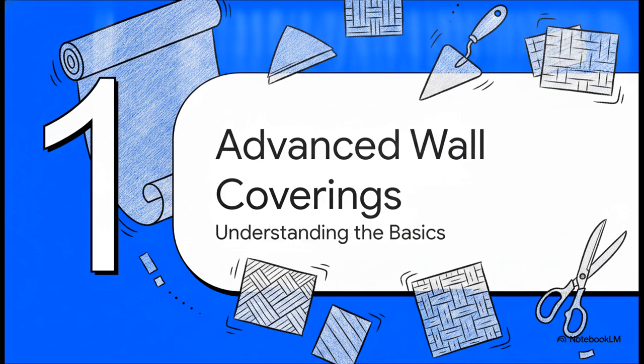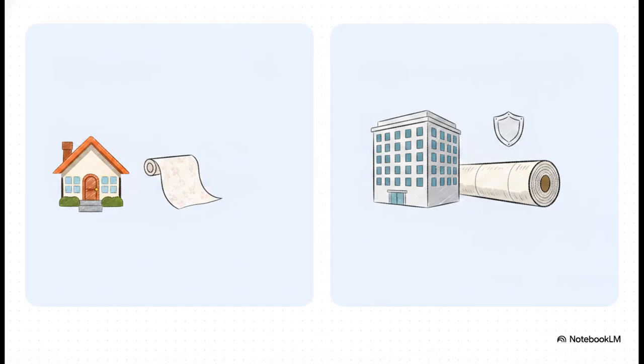Section 1. Understanding advanced wall coverings. So right off the bat, standard wallpaper and advanced wall coverings, they are not the same thing. The core difference you really got to understand here is that advanced wall coverings are engineered to be significantly stronger and much more durable. And because of that resilience, they are the go-to predominant choice for those really demanding commercial settings where heavy wear and tear is just expected.